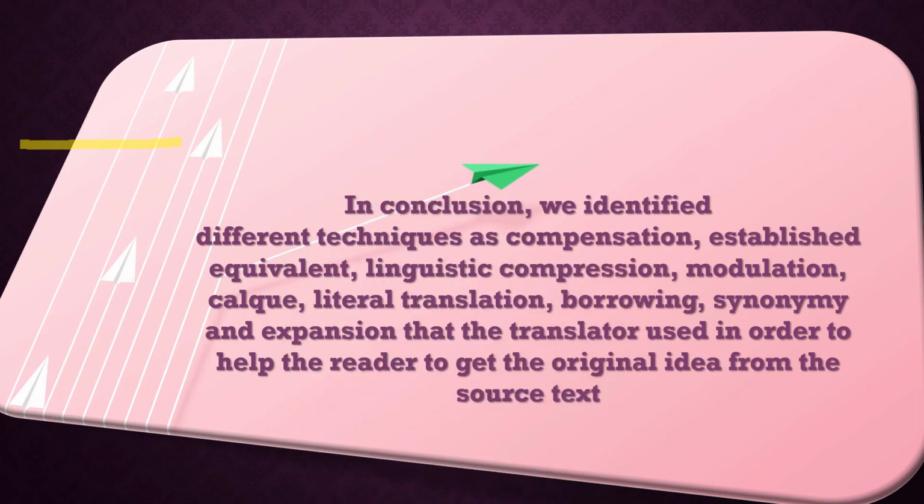Well, in conclusion, we identified different techniques as compensation, established equivalent, linguistic compression, modulation, calque, literal translation, borrowing, synonymy, and expansion that the translator used in order to help the reader to get the original idea from the source text.